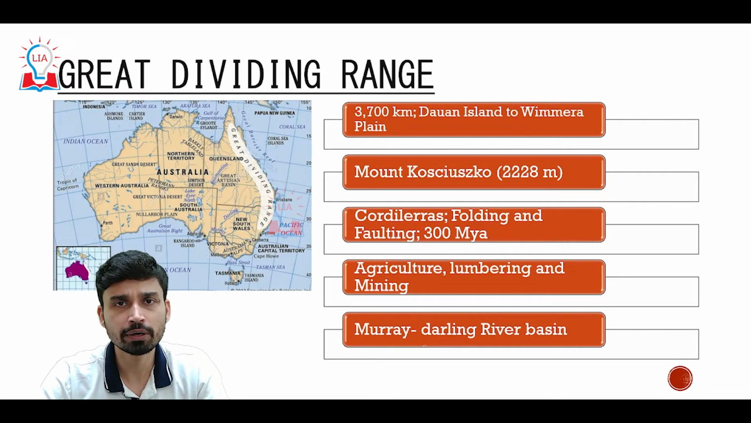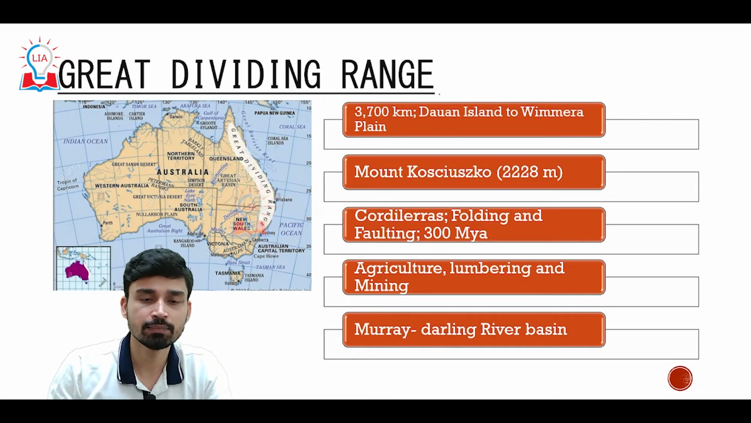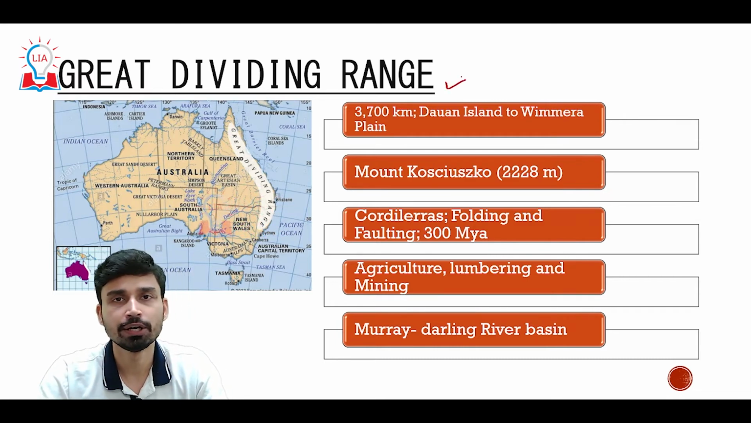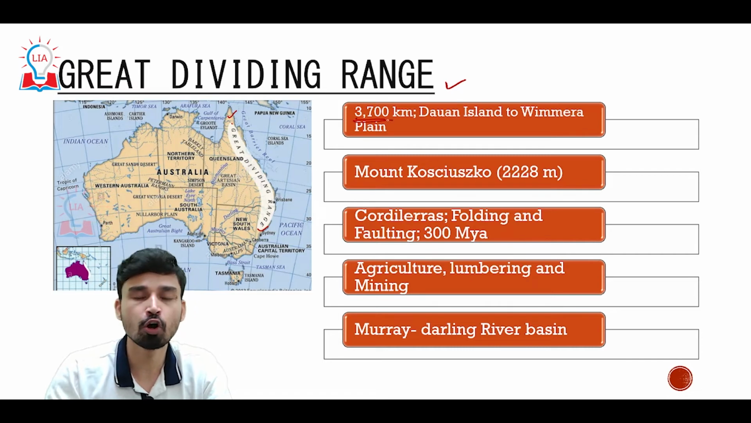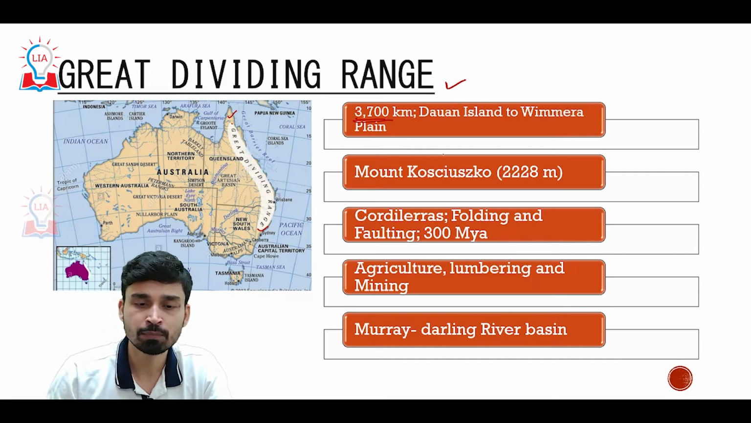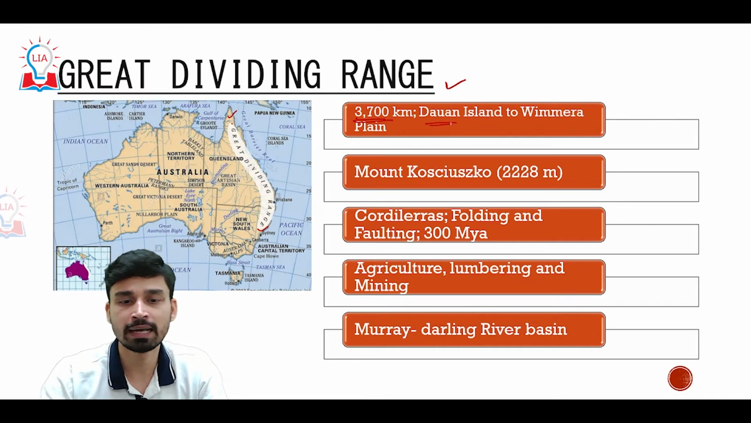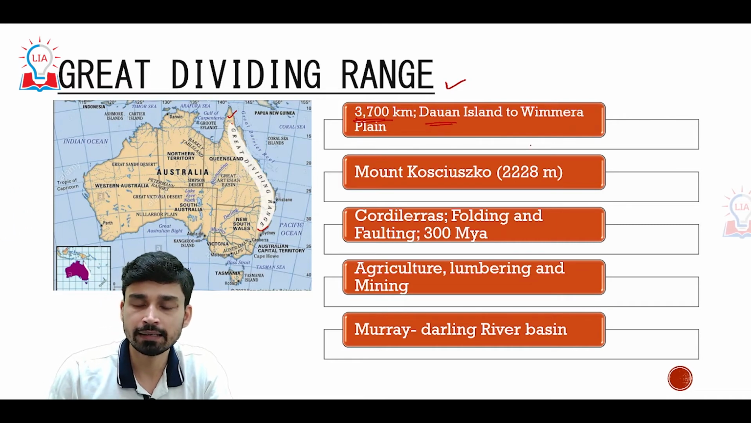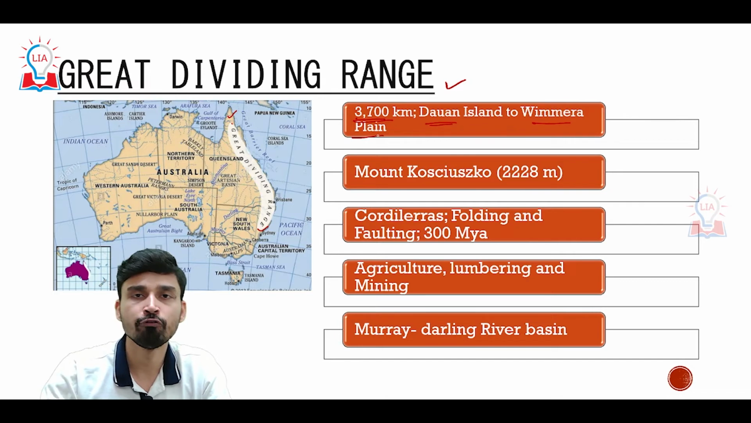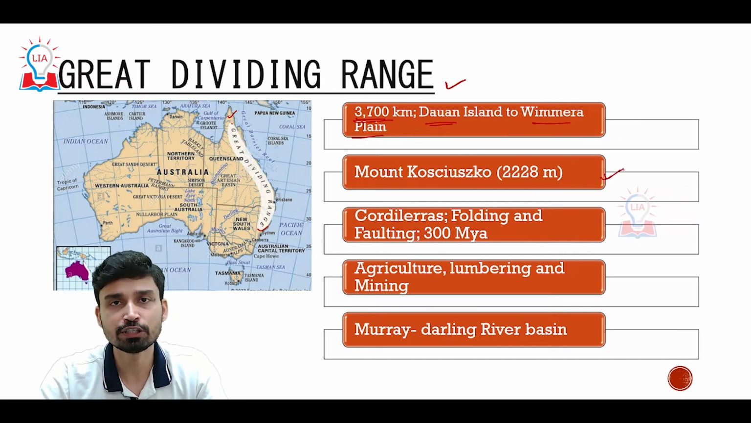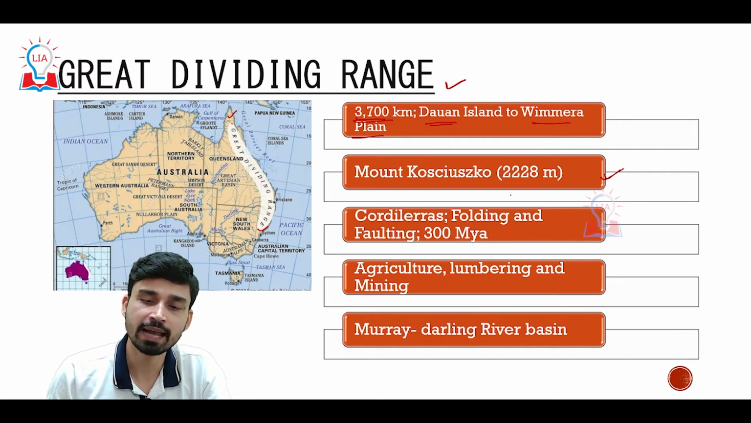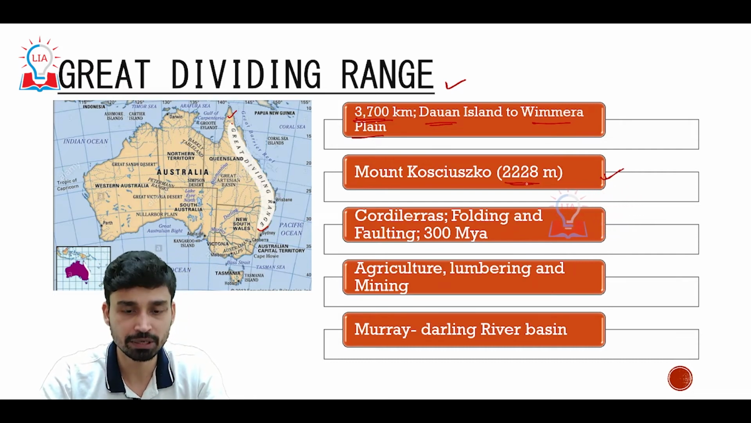The next important mountain range, if we come to Australia, is something that is called the Great Dividing Range. It is a range that we can see from this map here, extending right from the north of Australia to the south of Australia, covering the whole eastern coast of Australia, extending for a length of almost 3,700 kilometers. In the north, it begins somewhere from an island that is called Dauan Island, and in the south, it terminates in the Wimmera Plain of Victoria region. The highest peak of the Great Dividing Range is Mount Kosciuszko, which is at an altitude of 2,228 meters.